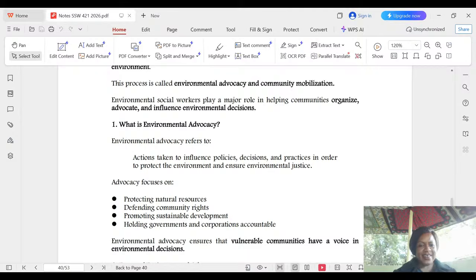So the environment, back to the natural environment being your client, you're advocating for the natural environment. So environmental advocacy are actions taken to influence policies, either a new policy or to review an existing policy based on changes in the environment. There are also actions taken to influence decisions and practices in order to protect the environment and ensure environmental justice. Remember our topic some time back on environmental justice, that various populations should gain equitably from the natural environment.